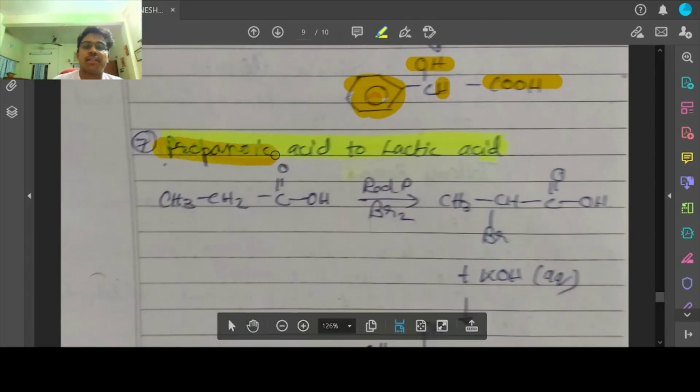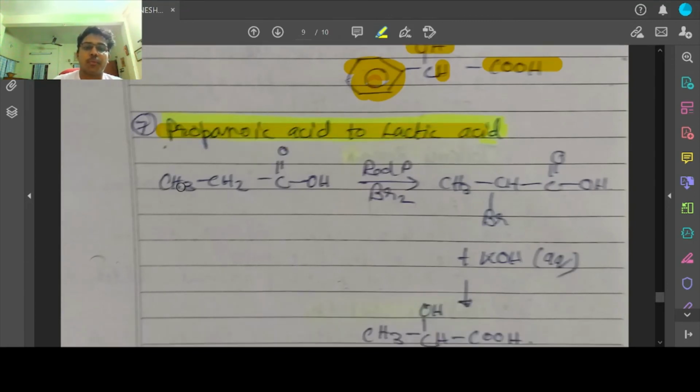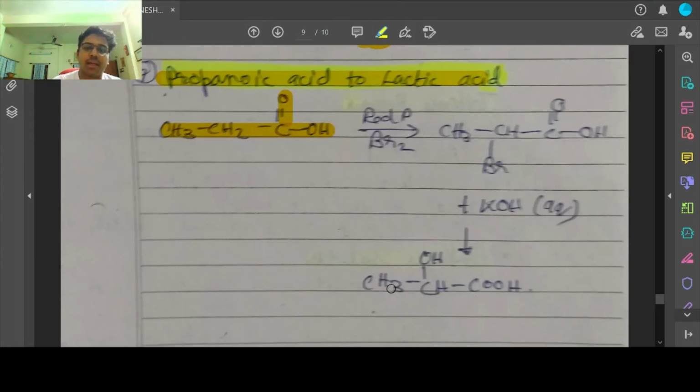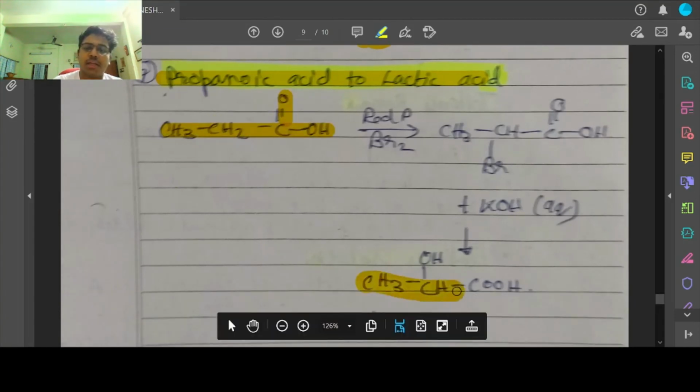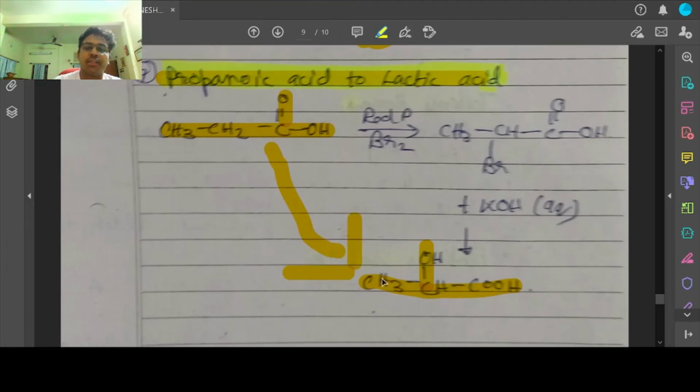So propanoic acid to lactic acid. This is the formula of propanoic acid. I hope you know, it's the basics of chemistry. And as you already know, this is lactic acid. So this is propanoic acid and this is lactic acid. We need to reach from here to here. So from propanoic acid, we need to reach lactic acid.